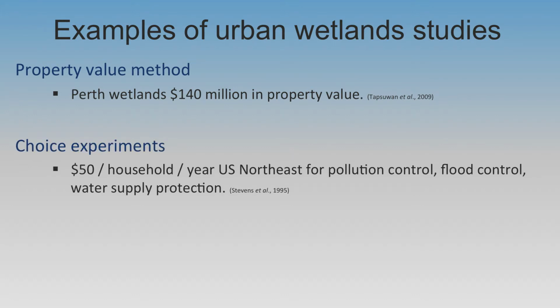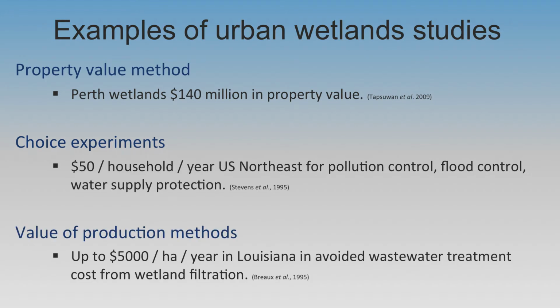A second example from choice experiments, which again is essentially asking people in a clever way, in a careful way, the trade-offs they're willing to make between their money and the benefits, found that households in the northeast of the United States were willing to pay $50 US per household per year for a variety of services produced, such as pollution control, flood control, and water supply protection. A third example is a study using the value reduction method. That's in Louisiana. Up to $5,000 per hectare per year of filtration services provided by the natural wetlands, avoiding the need to put in a wastewater treatment plant.